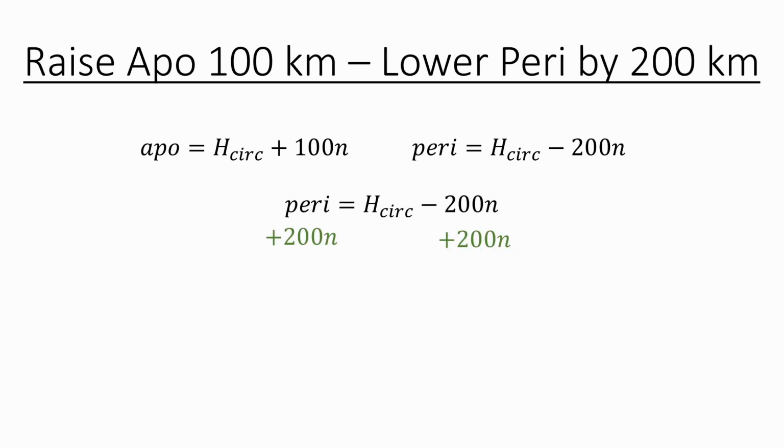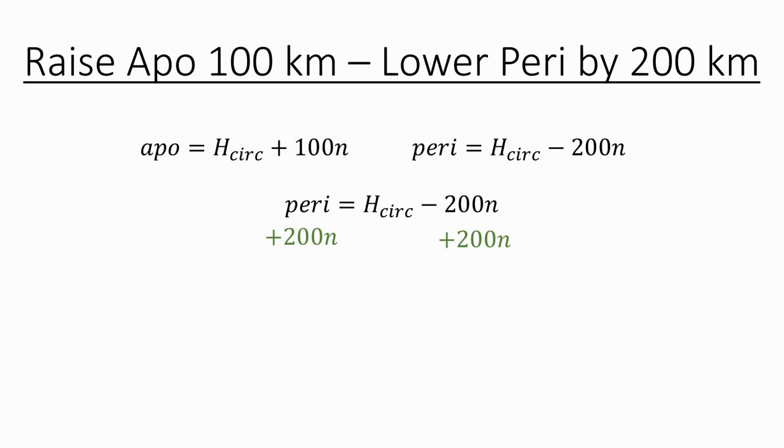So here's what I'm going to do next. I'm going to look at just the equation on the right. My perigee is equal to whatever my equivalent circular orbit altitude is minus 200n. I want to solve for n, because n is the thing that I want to get rid of.